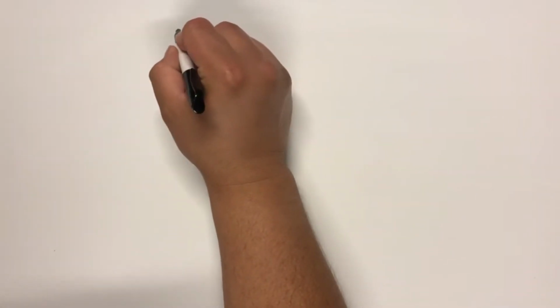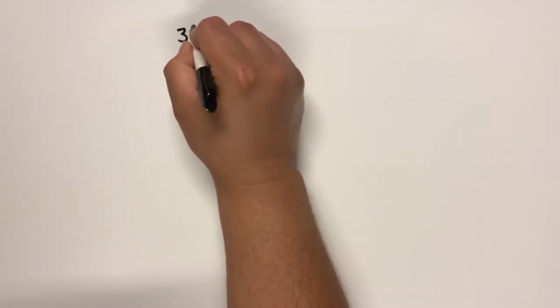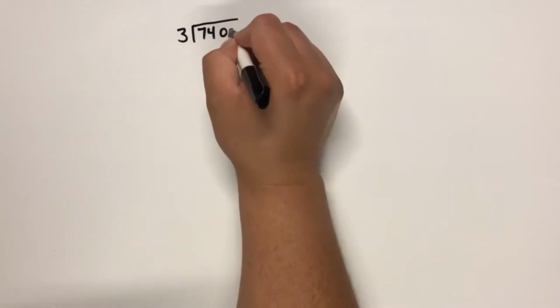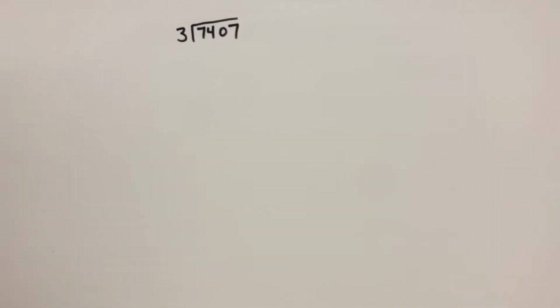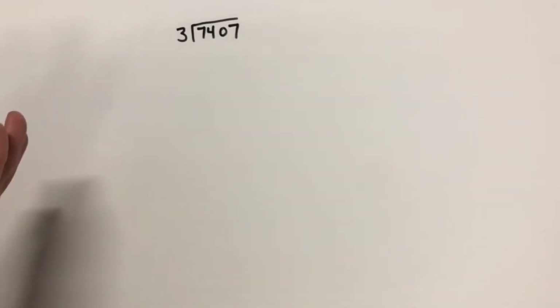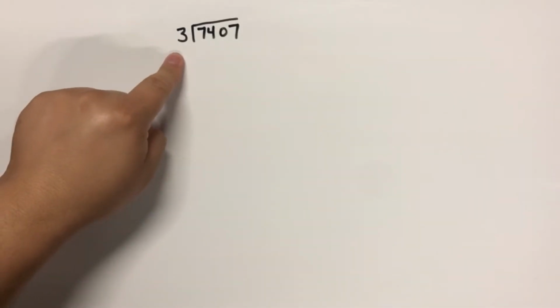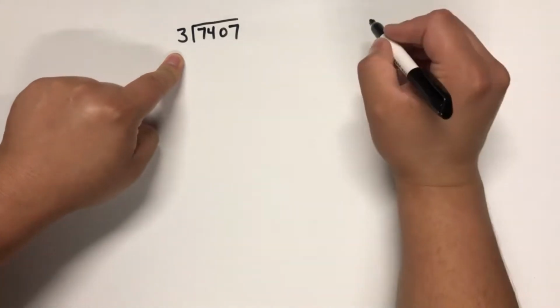Let's do another example. Let's do this division. 3 divides the number 7407. Okay. You should put the video on pause and try to do this yourselves. And then let's see if you're able to do it. So the first thing we're going to do is look at the number outside of the division house, which is the number 3. And then we produce the multiplication table of times 3. Okay, here it is.